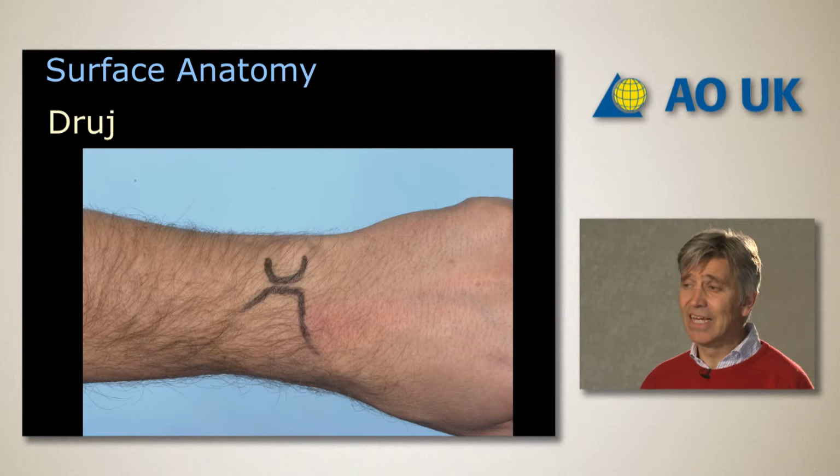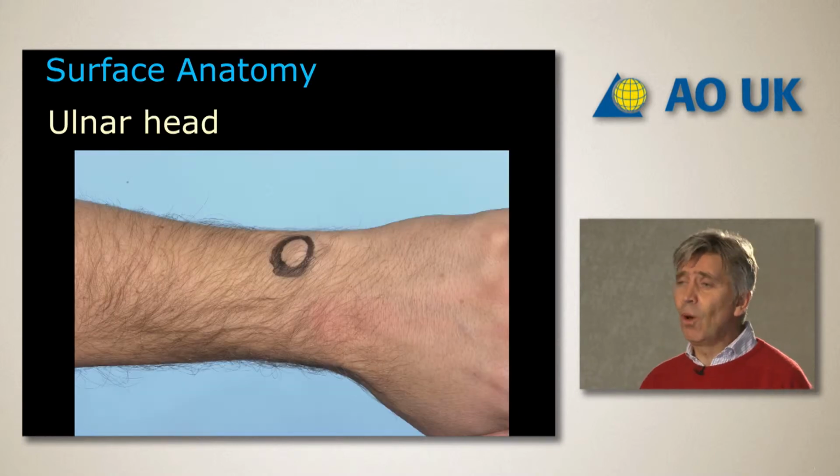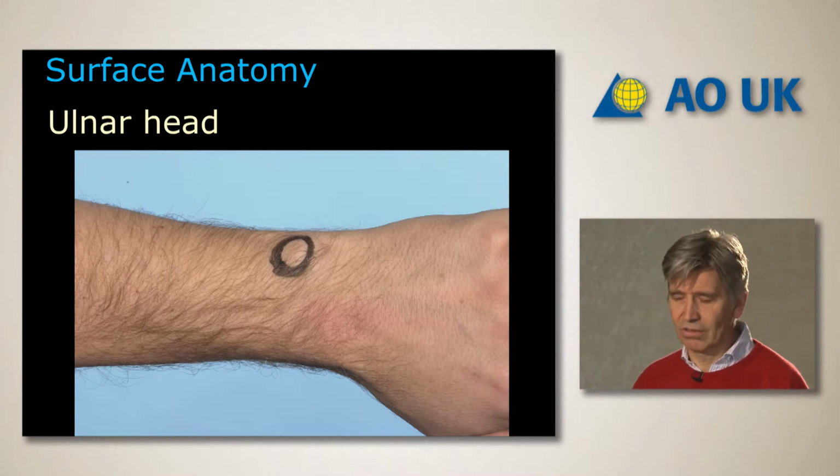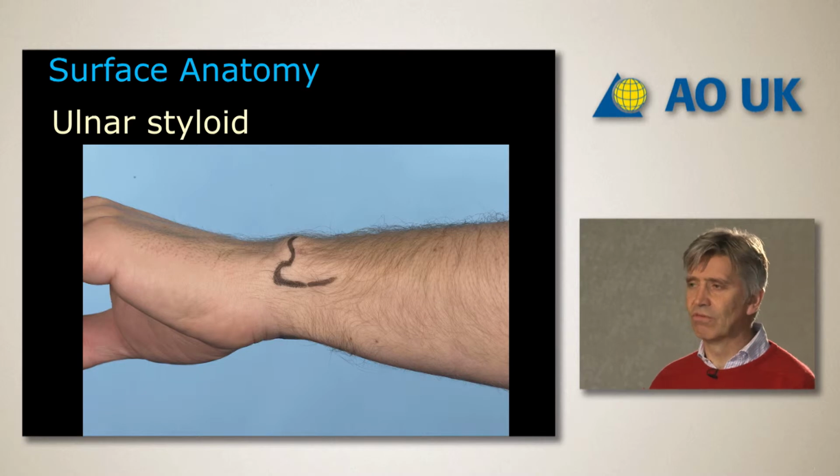And don't forget that intra-articular fractures of the distal radius can go into the radiocarpal joint, but they can also go into the distal radial ulnar joint. The knobble on the back of the ulnar aspect of your wrist is your ulnar head. It is not your ulnar styloid. The ulnar styloid lies more volarly.